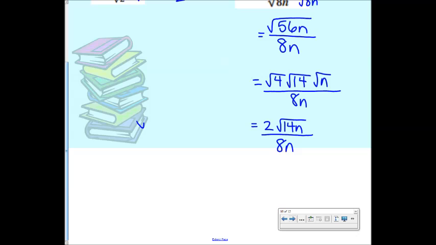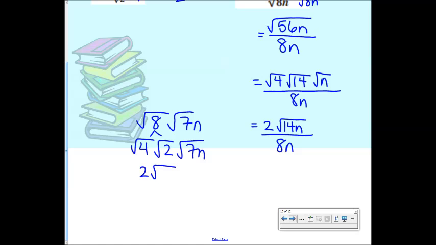Okay, 2 over 8 reduces to what? 1 over 4. If you don't do this part, I'm not going to mark you off. Like if you do all the hard stuff and then just forget that, that's okay. All right, so on your practice ones, just do those.